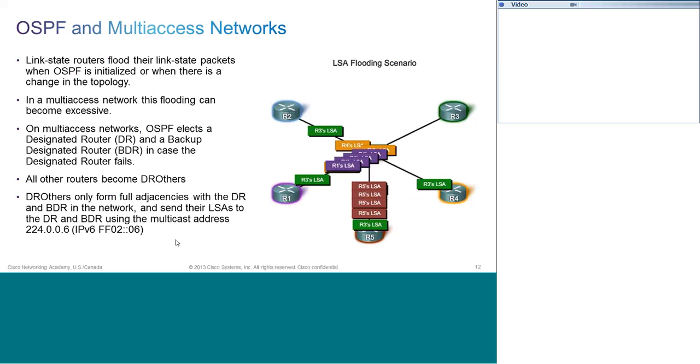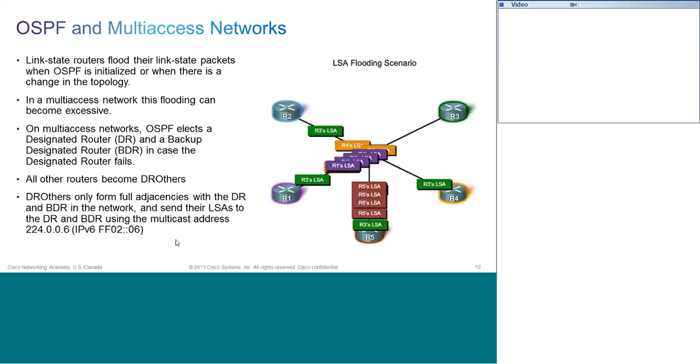The solution to managing the number of adjacencies and the flooding of link state advertisements on a multi-access network such as Ethernet or Frame Relay is the designated router. On multi-access networks, OSPF elects a designated router to be the collection and distribution point for link state advertisements sent and received. A backup designated router is also elected in case the designated router fails.